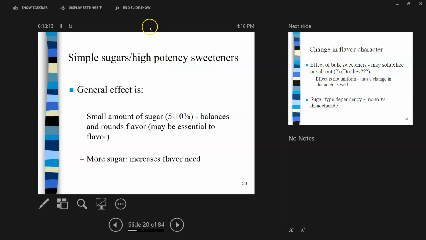We'll look at carbohydrate interactions with simple sugars and work our way up to more complicated carbohydrate systems, whether it be starch, gums, and those kinds of things. For simple sugars and high potency sweeteners, a small amount of sugar, 5-10%, really tends to balance a flavor. Balance, round it out, and it's very desirable. It makes the flavor more natural. It makes the flavor come out of the product or be perceived more strongly. So some sugar, when it's expected, is good.